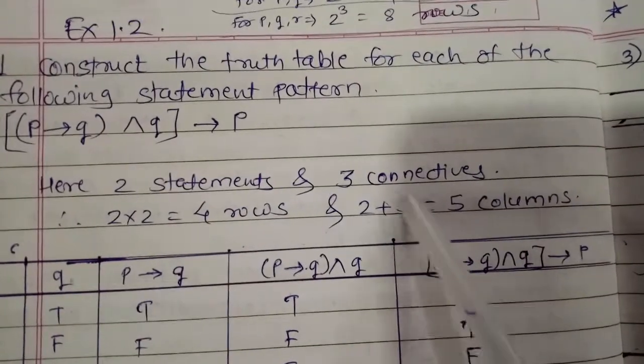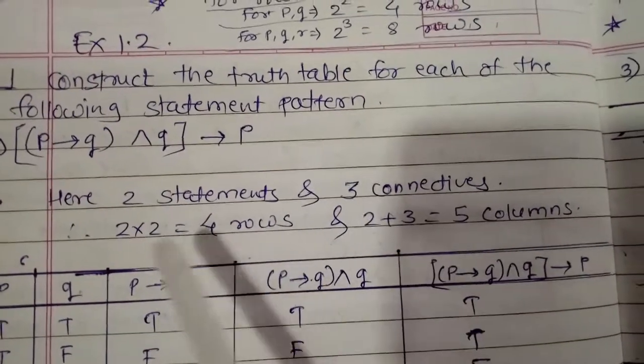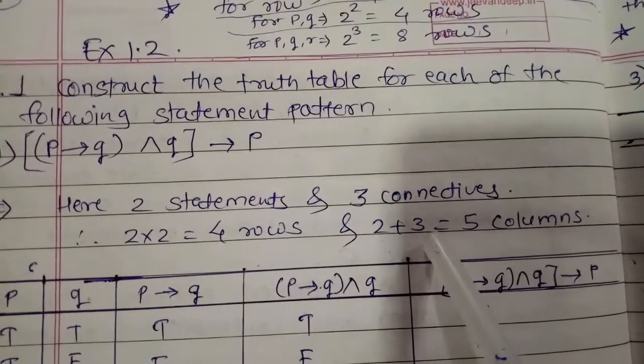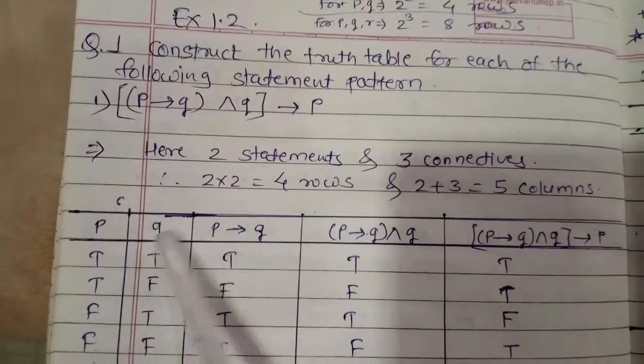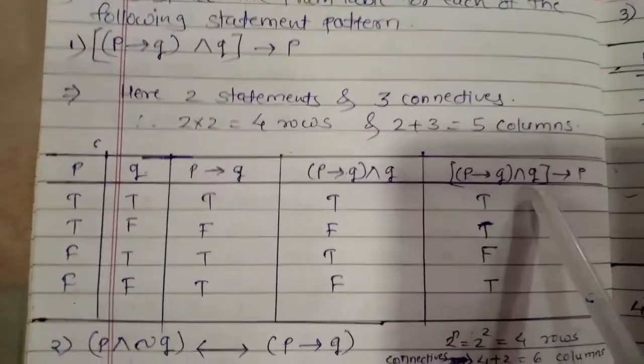So 3 connectives are there. So I write here 3 connectives. And how many statements are there? 2 statements are there. So 2 plus 3, that is 5. So we have to draw the 5 columns for this one. 1, 2, 3, 4 and 5. So this is all about the rows and columns.